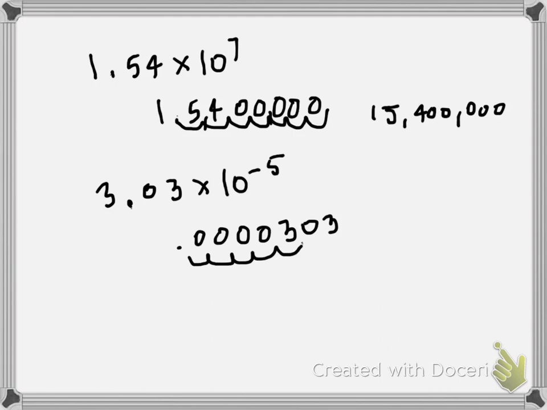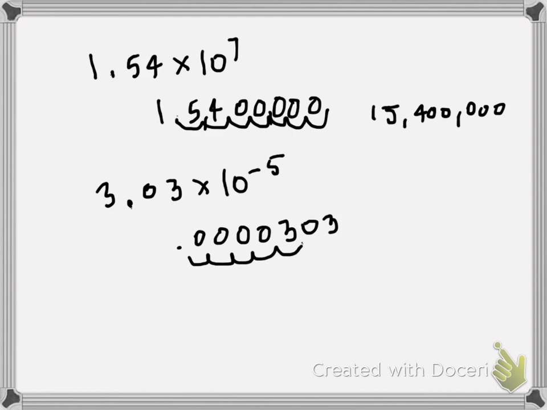Okay, so once again, find your decimal point and slide your decimal point over based on the exponent on your 10. If you've got a positive exponent, you're going to wind up with a big answer, so you're going to slide that decimal to the right. If you have a negative exponent, you're going to wind up with a small number, so you're going to slide that decimal to the left.